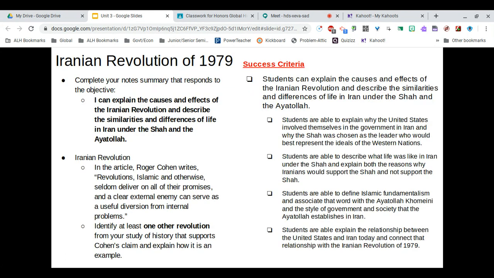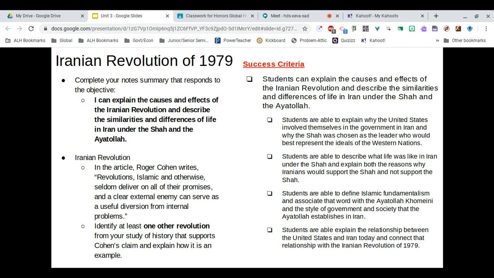And here you have your success criteria for the day. Make sure you understand these aspects. I really would take a look at this for today because I really want to make sure you know and understand this revolution. And you do have homework for tonight where you will have an article where he talks about the Iranian Revolution and gives you more background information. Please make sure you are reading it.